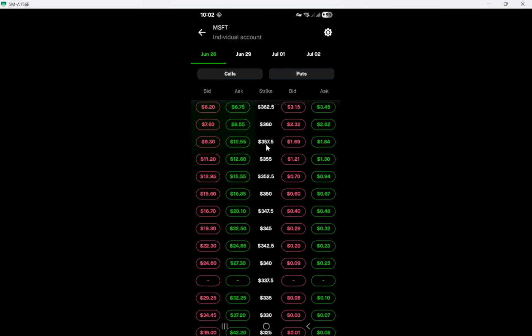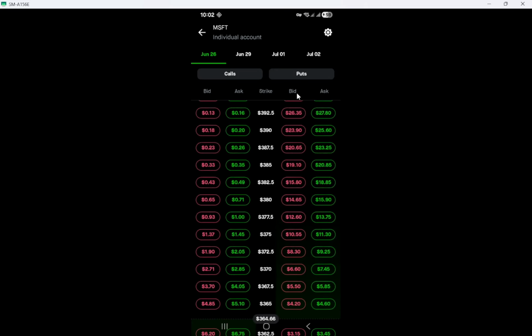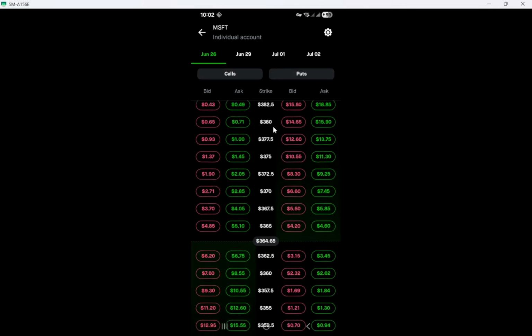Volume tells you how many contracts have been traded today, while open interest indicates the total number of open contracts. IV, or implied volatility, represents the expected future volatility. Delta gives you an estimate of how much the option price will change with a $1 move in the stock. Customizing these metrics in Robinhood's settings can help you focus on what matters most to you.